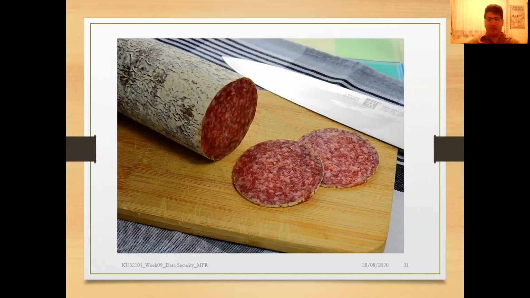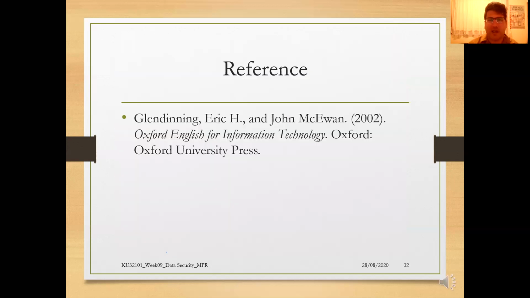Okay, so in the practicum session, I'm going to ask some students to screen share some of their answers for the practice activities. And here is our reference for today.